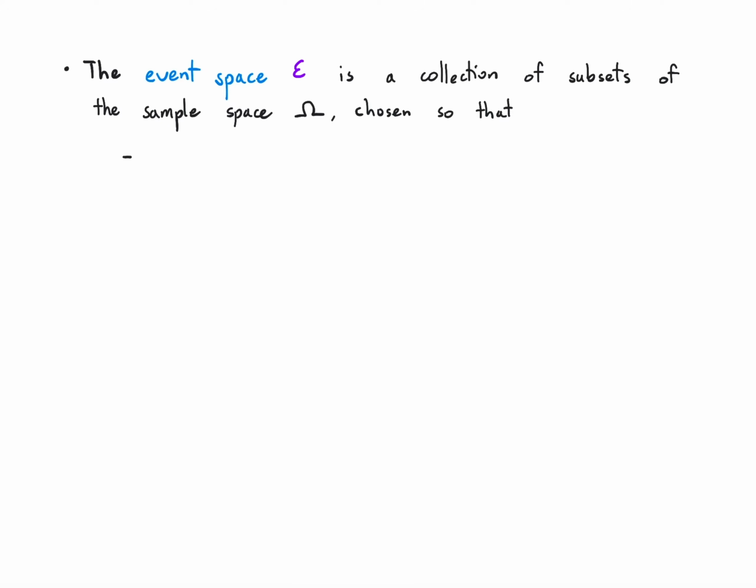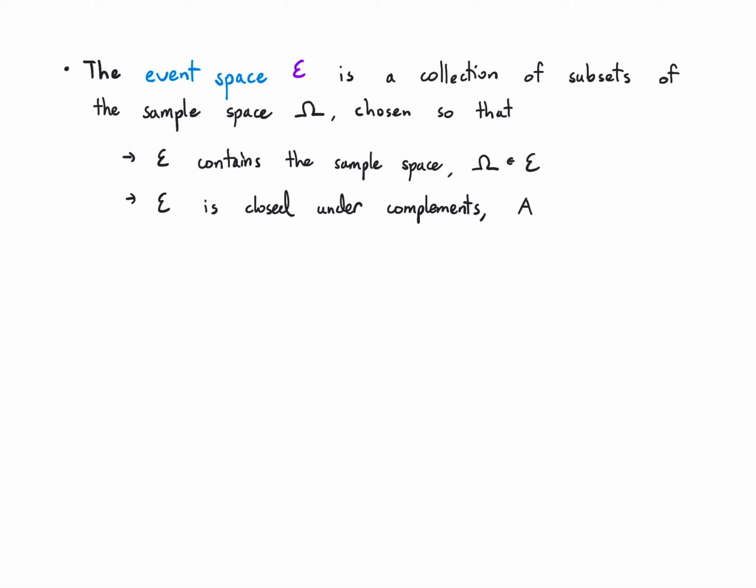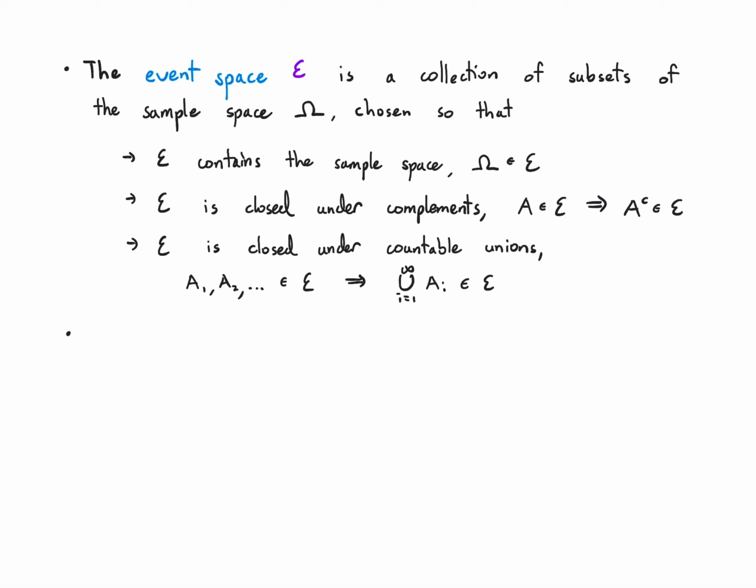All right, so let's talk a little bit more formally about an event space. So this is another concept that we need, and we write it with this script E. So this is going to just be a collection of subsets of the sample space, omega, and it's going to satisfy some rules. So it's going to, first of all, contain the sample space as a possible event. It's going to be closed under complements. That means that if some event A is in the event space, then A complement must also be in the event space. And it's also going to be closed under countable unions, meaning that if A1, A2, etc. are in the event space, then their union must also be in the event space.